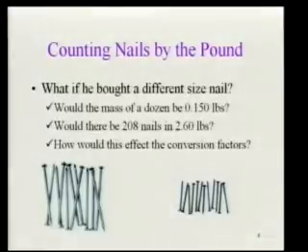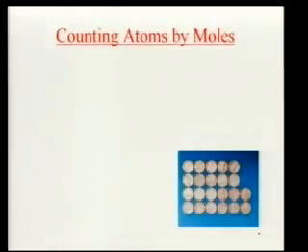Okay. So the question was, would the mass of a dozen be 0.150 pounds? First of all, no. If you bought a new set of nails, the mass of a dozen would change according to that particular thing in question. So same thing with atoms, if you picked a different atom. So the answer to would there be 208 nails in 2.60 pounds, the answer is no. How would this affect the conversion factors? You'd have to make a new conversion factor. You can't use the same one that you just used. You would have to make a new one.